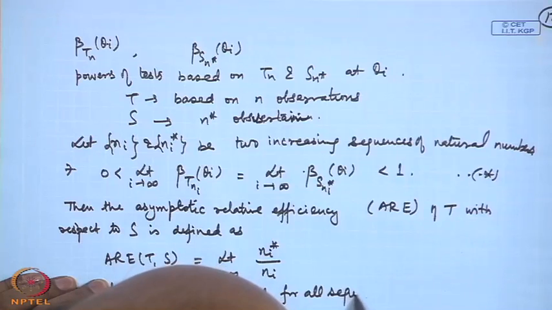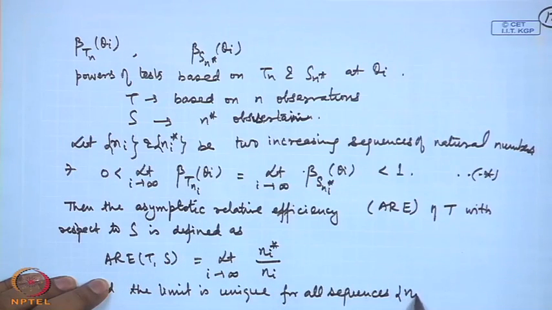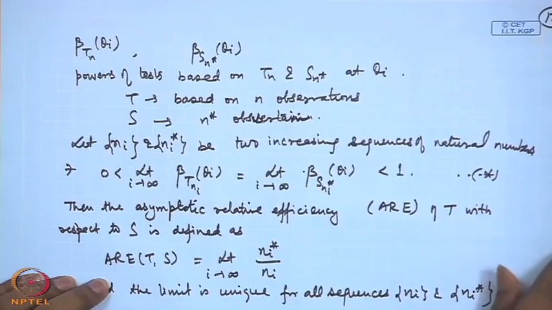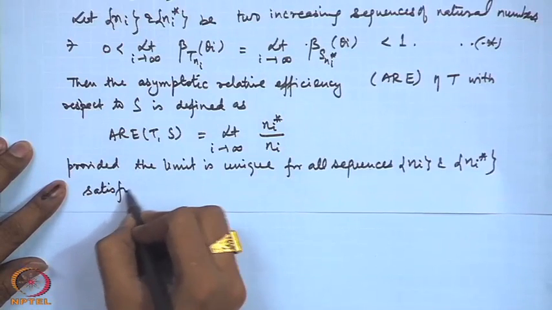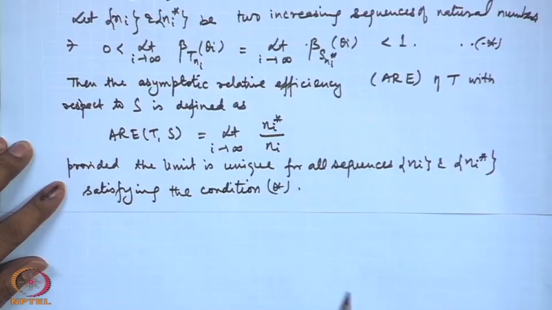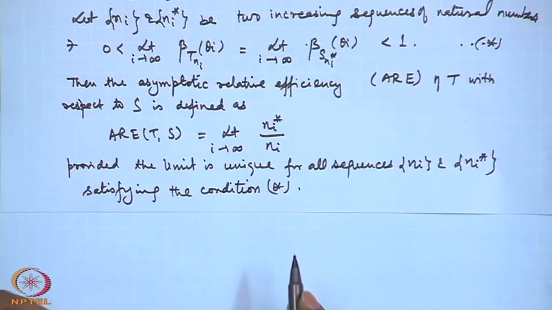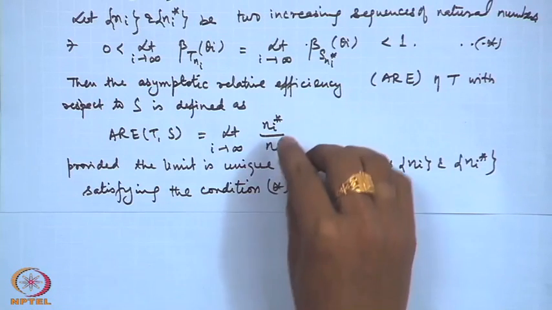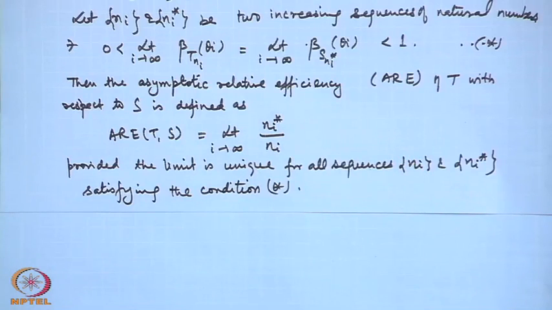For all sequences N i and N i star satisfying the condition. Okay, so what does it roughly mean? It roughly means that suppose I say this value is equal to say 1.2, then it would mean that in the test based on S, I need on the average 120 observations if there are 100 observations needed by the test based on T to achieve the same level of power.